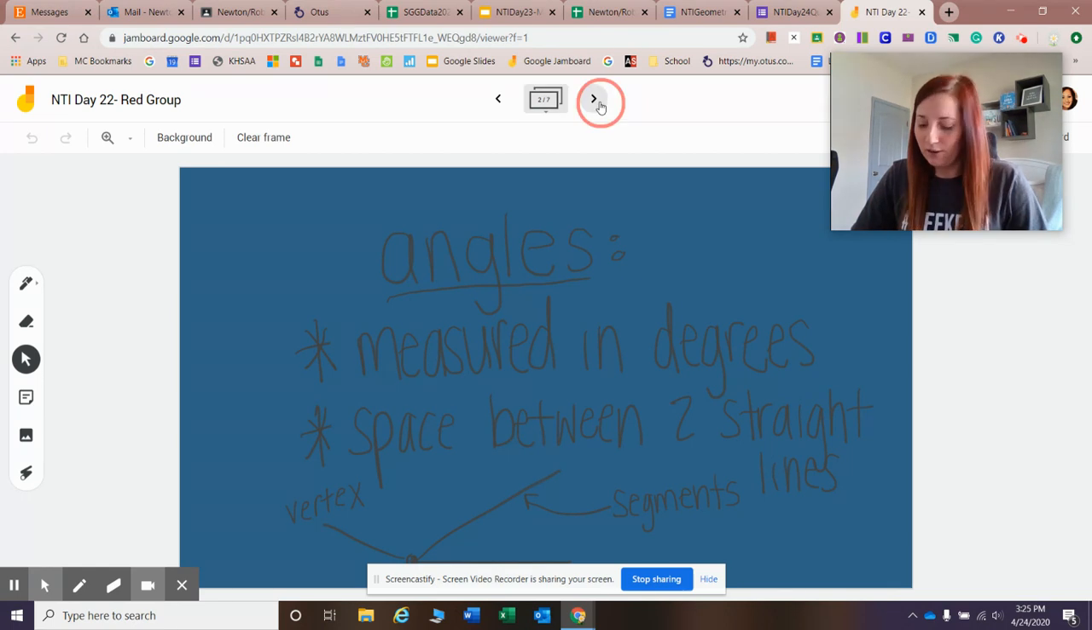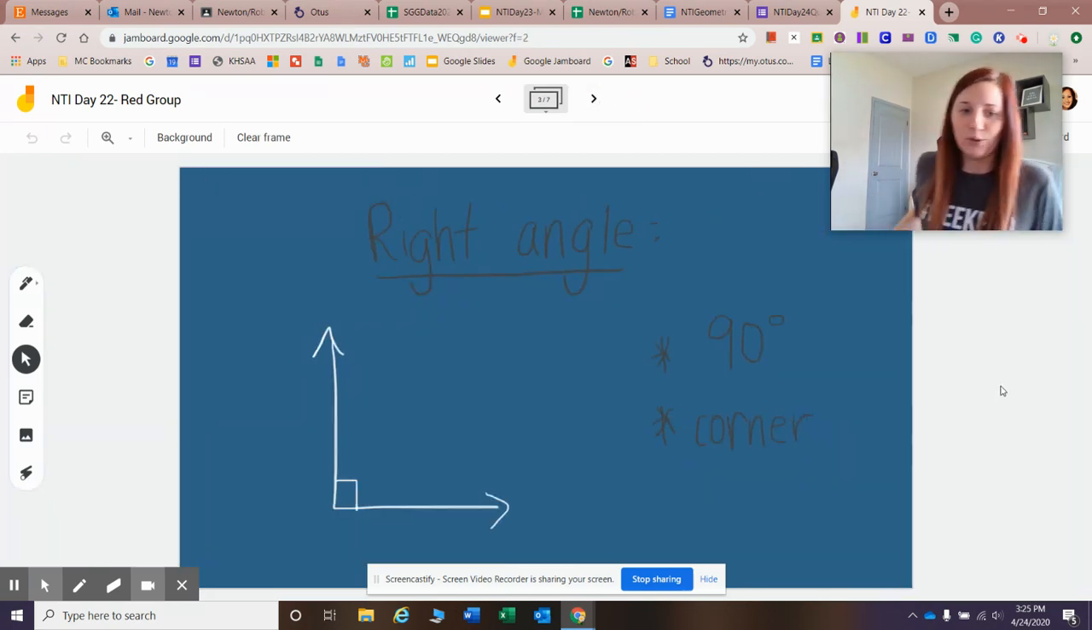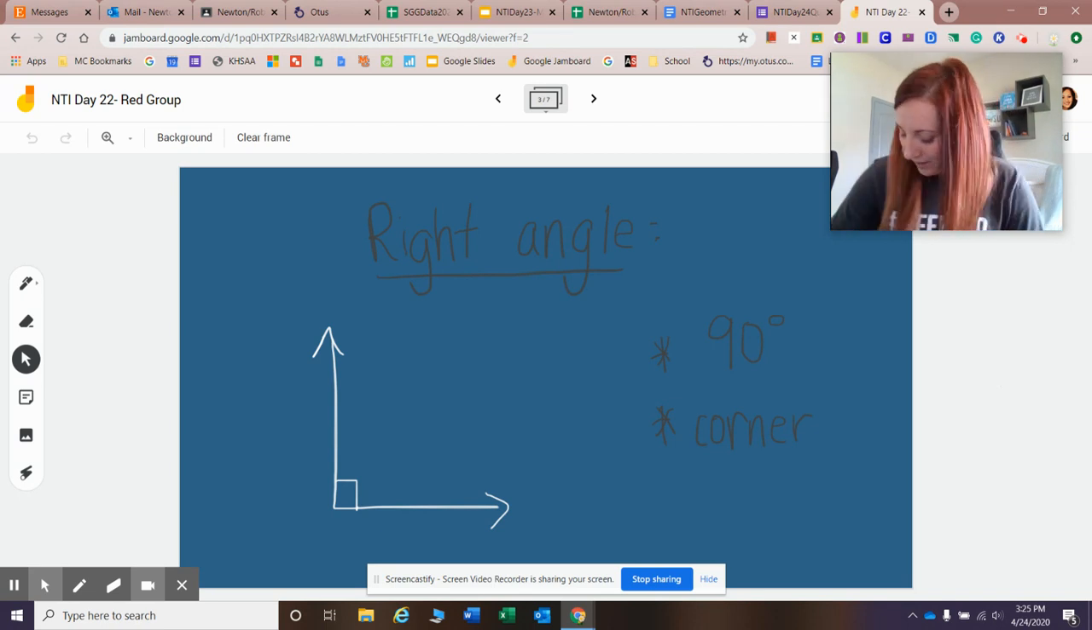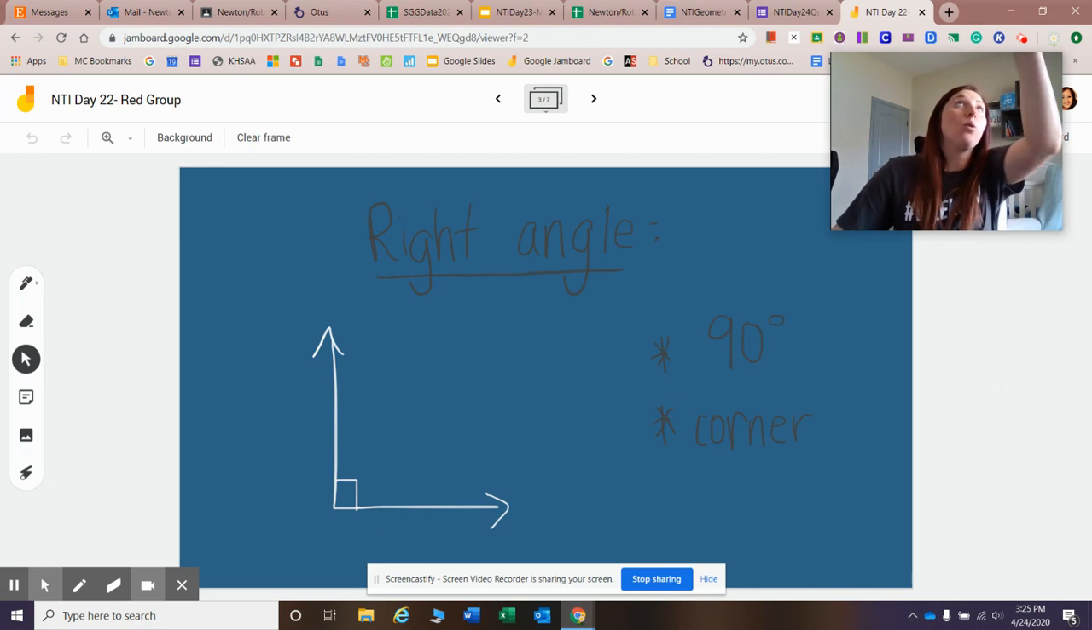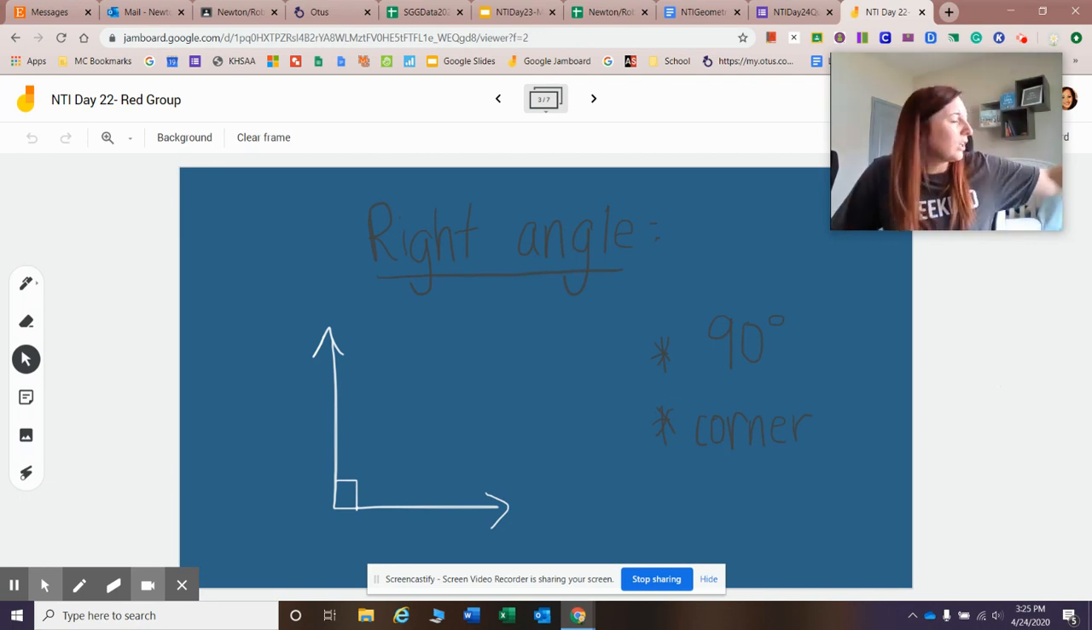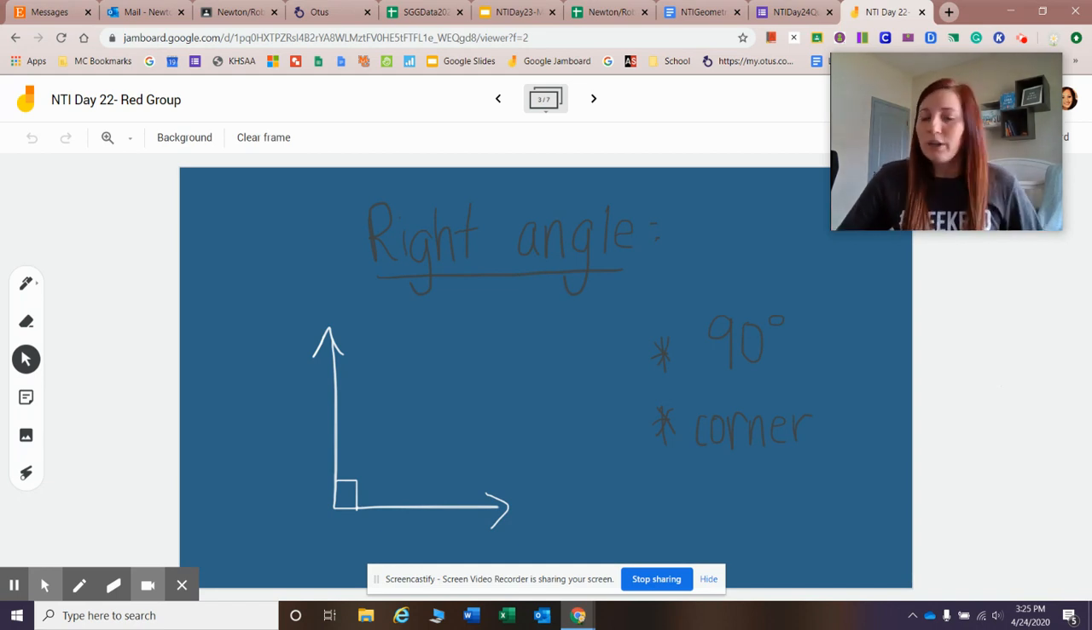So the first type of angle that we're going to be looking at is a right angle. I went ahead and drew that in. A right angle is like a corner. When I look around my house, it's the corner of the ceiling, the corner of the windows, the corner of my stove. You can look around and you see all kinds of rectangles and squares, and all the corners are right angles.